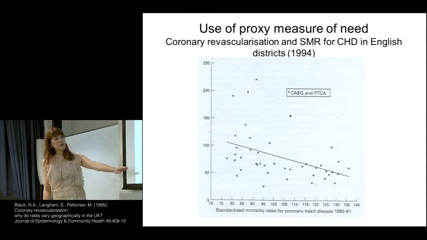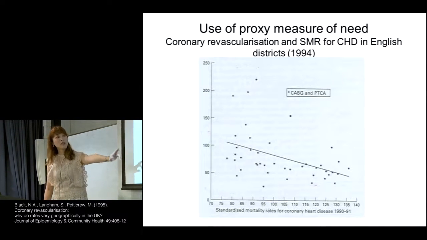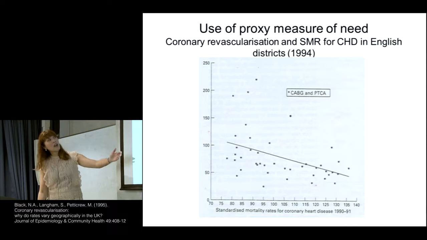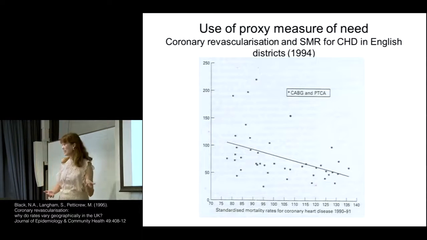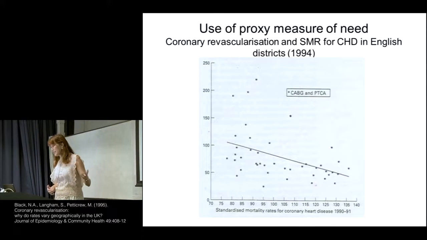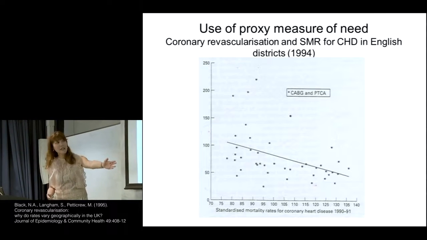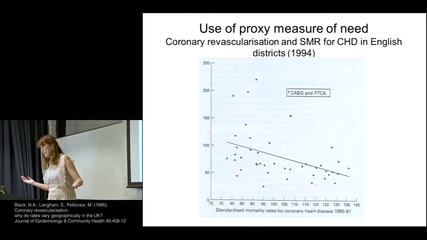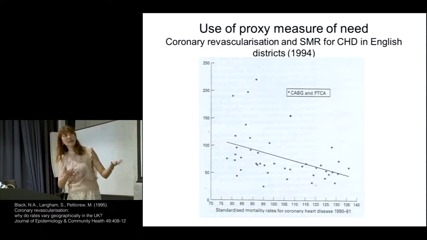So on the bottom line, we've got standardized mortality ratio. And we know that if it's above 100, the higher is worse, which suggests a higher level of need from deaths. And we've got on the top here the rates of CABG, and we can see that actually there is an inverse care law here, that in England, the districts with the lowest level of surgery have the highest SMR rates. Okay? So here, use is not reflecting need, and where need is measured by proxy.